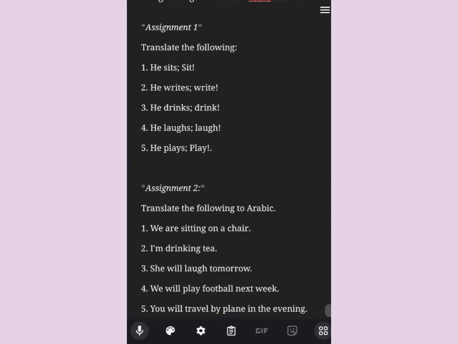Assignment 2. We have to translate the following as well. We are sitting on a chair. I'm drinking tea. She laughs. She will laugh tomorrow. You will travel by plane. That's number 5. Number 4, we will play football next week. Please translate these statements. Write them in your notebook first, and of course send them to the comment section for marking.